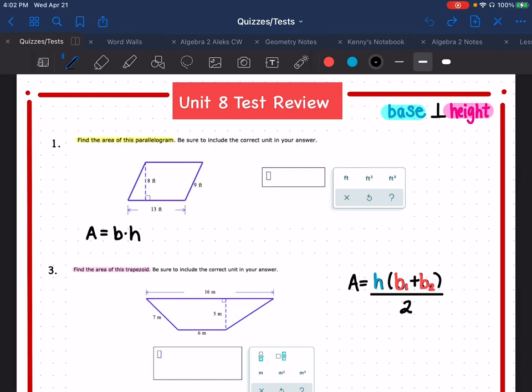Today's lesson is the review for the Unit 8 test. Your Unit 8 test is going to have 11 questions, and I'm going to review some of them today, but not all of them. Let's go ahead and get started.